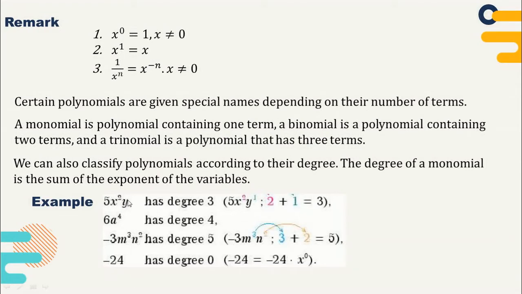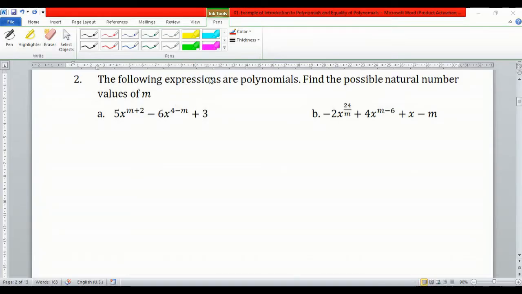So without further ado, let's jump to the example. The following expressions are polynomials. Find the possible natural number values of n. Remember everyone, if it is a polynomial, the power should be a non-negative power, or we can say the power should be more than or equal to 0, or we can say the degree must be more than or equal to 0.